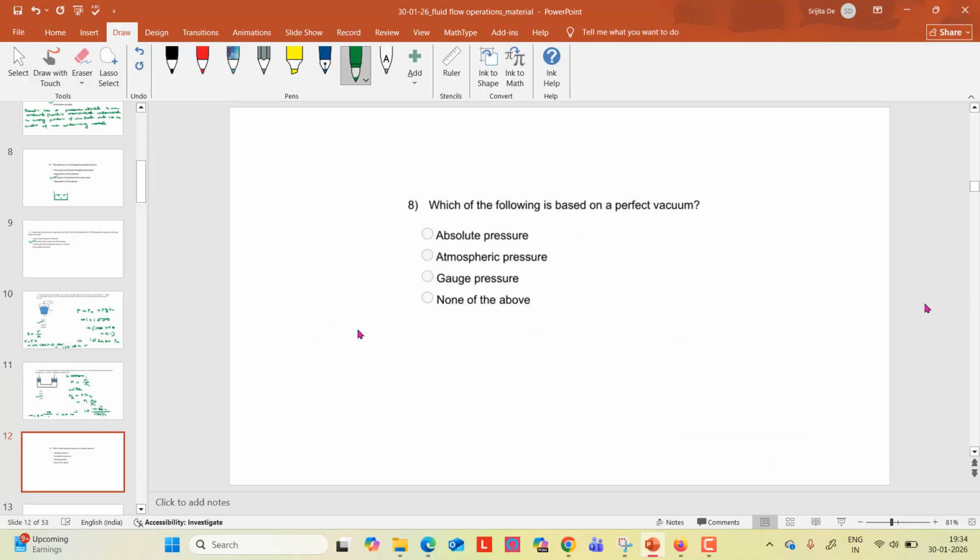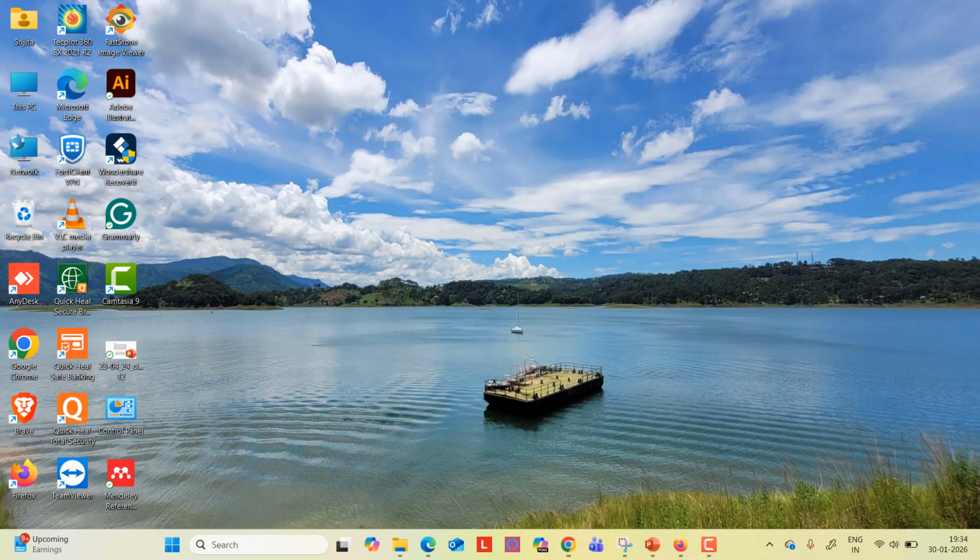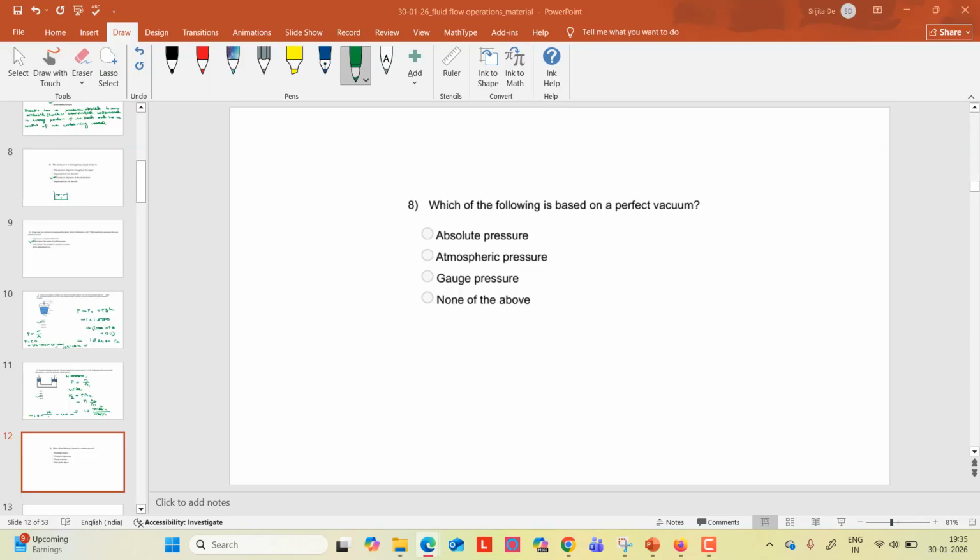Next question. Which of the following is based on a perfect vacuum? We have seen that, right? So perfect vacuum is based on the absolute pressure. This is written in the note. Absolute pressure is based on the perfect vacuum.